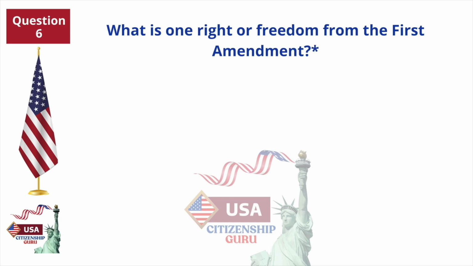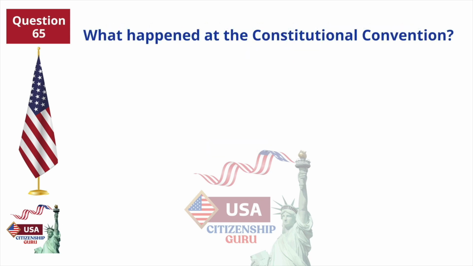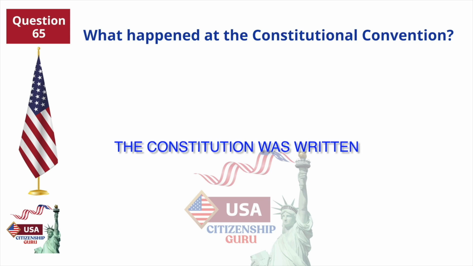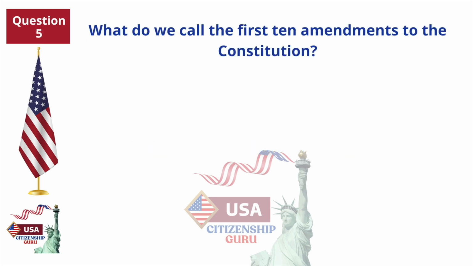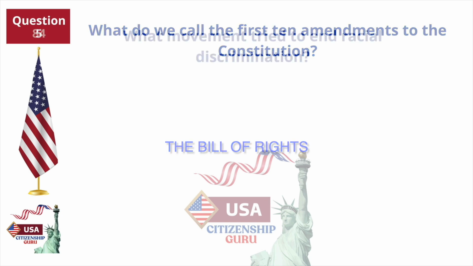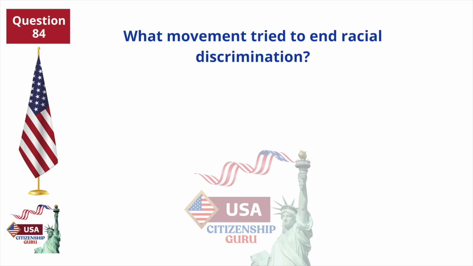What is one right or freedom from the First Amendment? Speech. What happened at the Constitutional Convention? The Constitution was written. What do we call the first 10 amendments to the Constitution? The Bill of Rights. What movement tried to end racial discrimination? Civil Rights Movement.